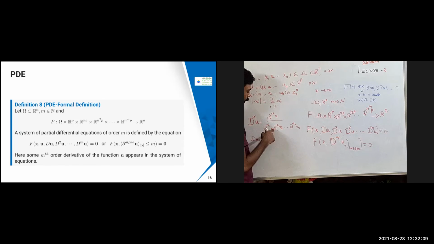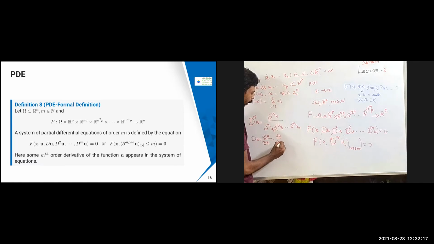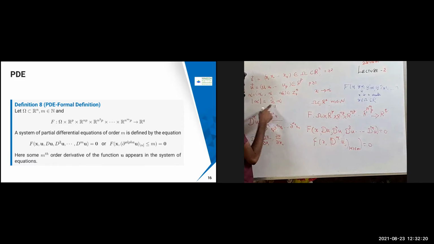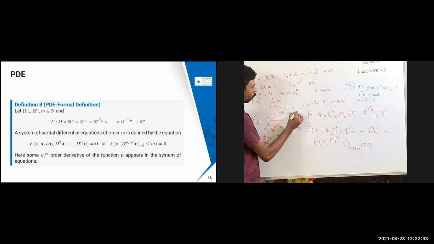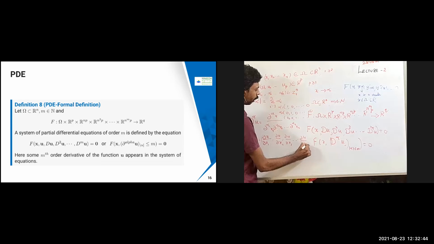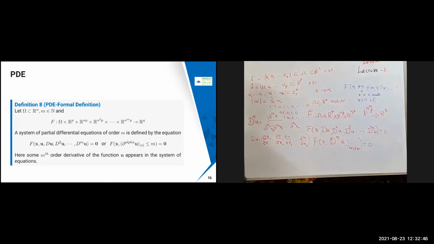Next one, similarly, I can have dou u by dou x2, keeping mod alpha equal to 1. So the first alpha is 1, 0, etc. Second time I can take 0, 1, 0, etc. Third time I can take 0, 0, 1, etc. Similarly I can keep on doing, dou x3, etc., dou u by dou xn is going to come. This is du.